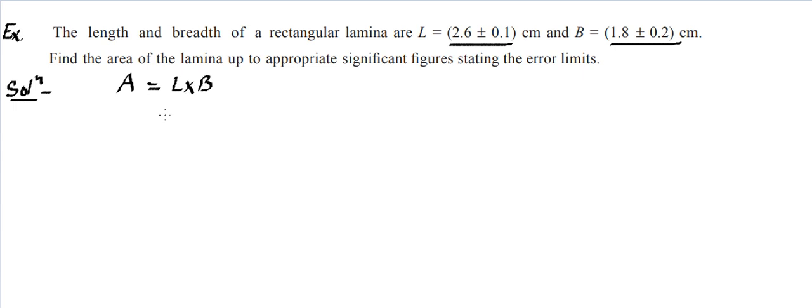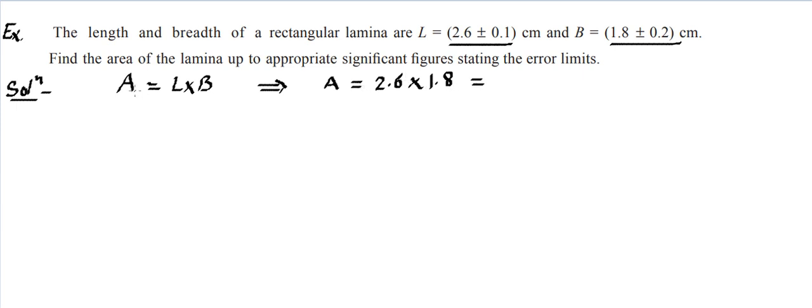multiplication for this purpose. When we are finding the value of A, we will be using the value of L. Which is the value of L? This is the value of L. That means we are going to use 2.6. That's the value of L. And then we multiply this with the value of B. What is the reading of B? It is 1.8. So 2.6 into 1.8, this we are going to multiply.